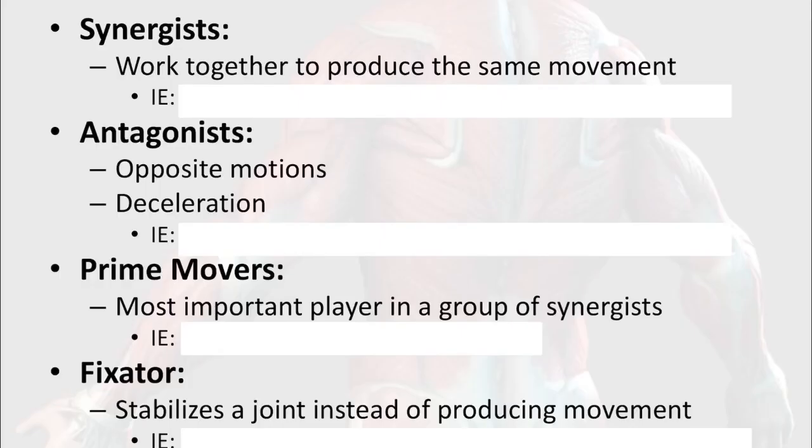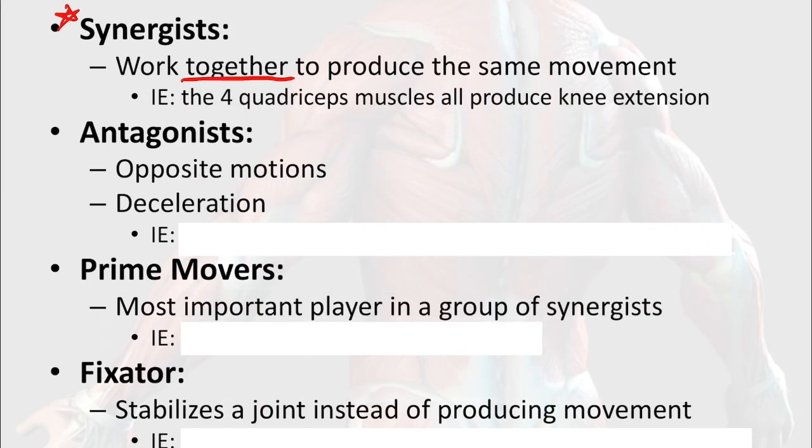Okay, a few more definitions and terms that we need to be familiar with as far as muscles go. There are different functional groups of muscle. The first one is called synergists. These muscles work together to produce the same movement. One you can think of would be the 4 quadriceps muscles, right? It's 4 separate muscles. They all do the same thing. They all extend the knee. So all 4 of those work together synergistically to provide the same motion.